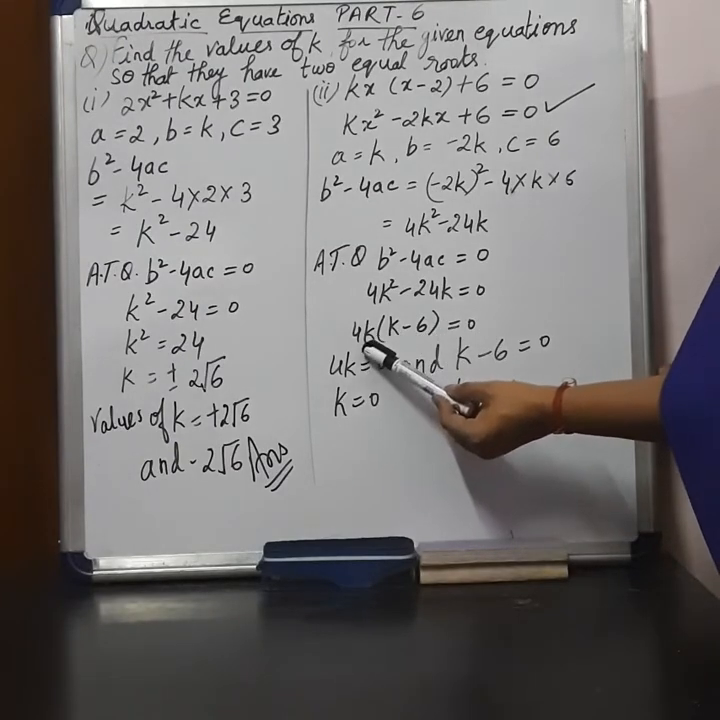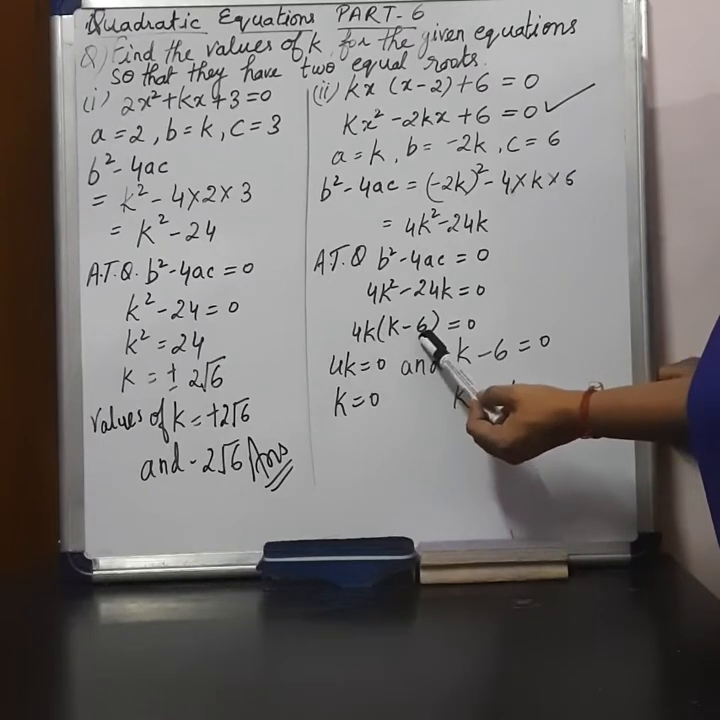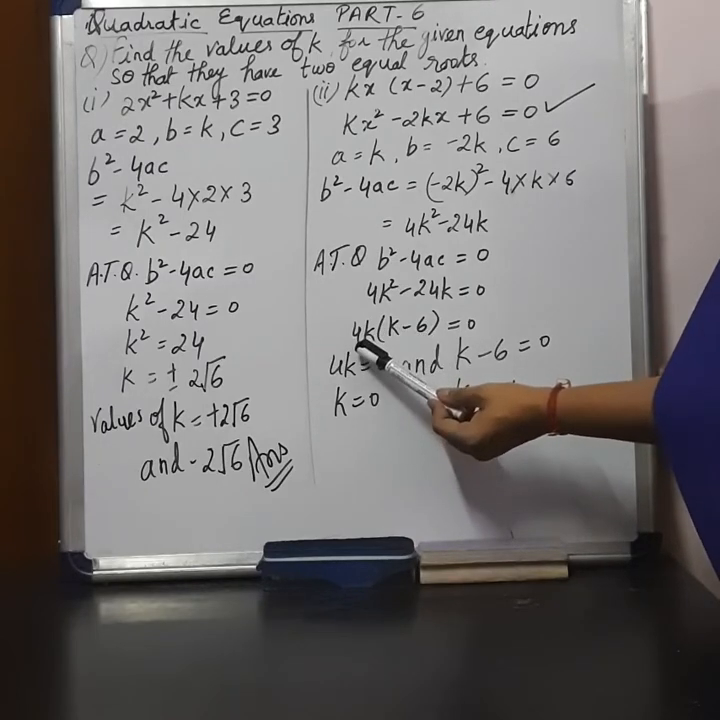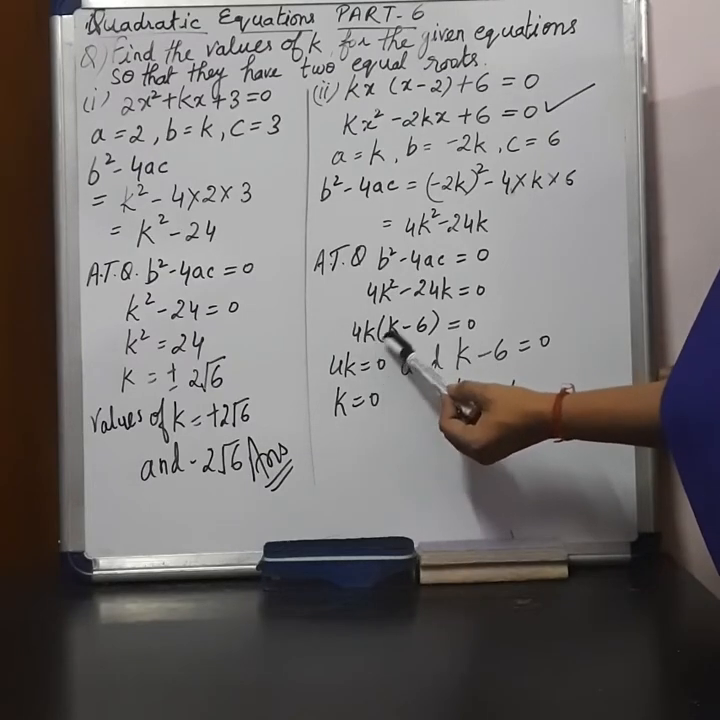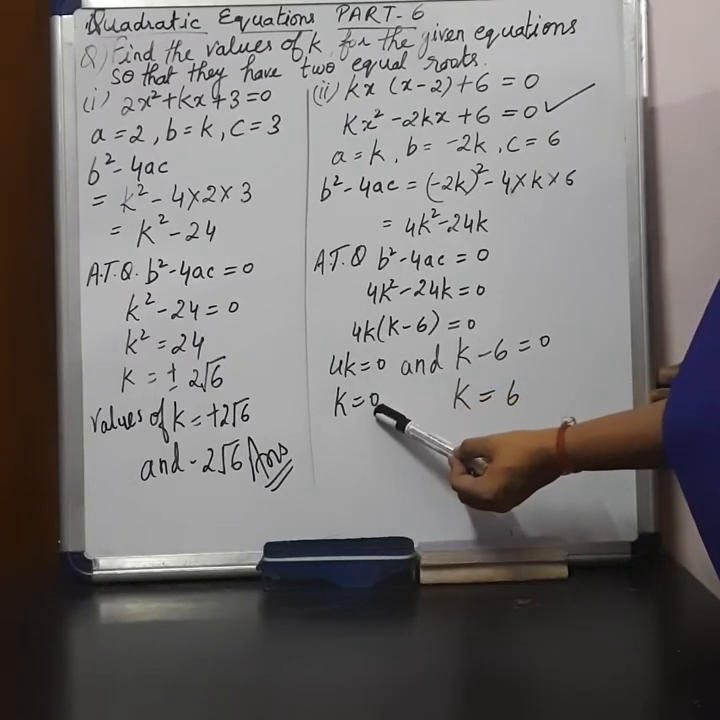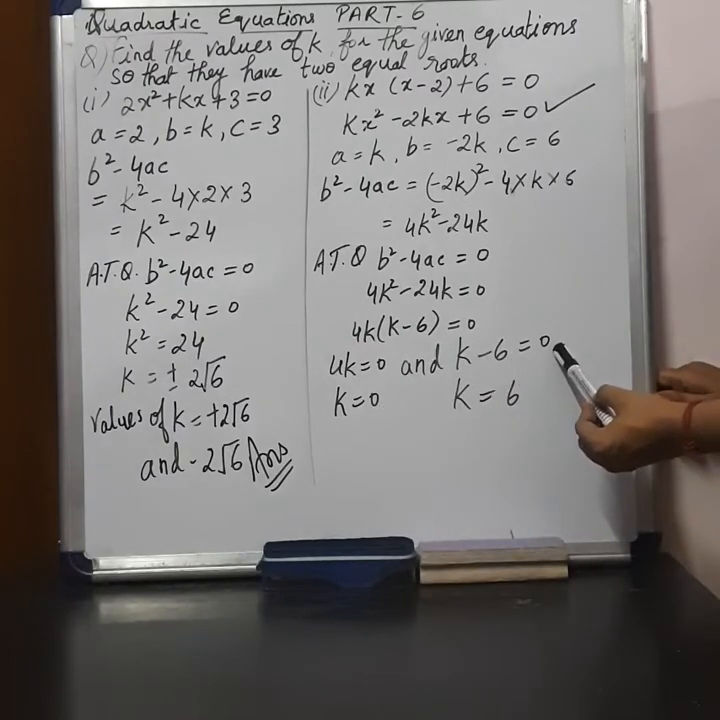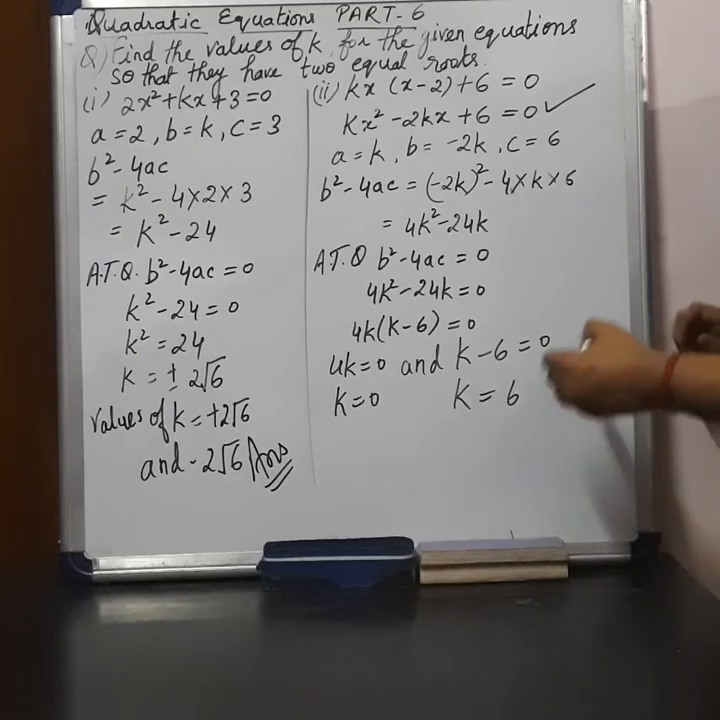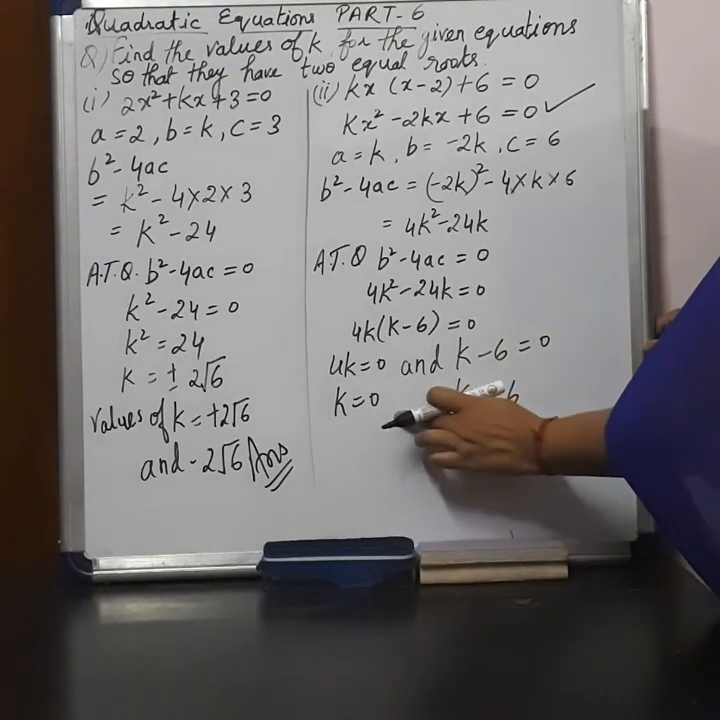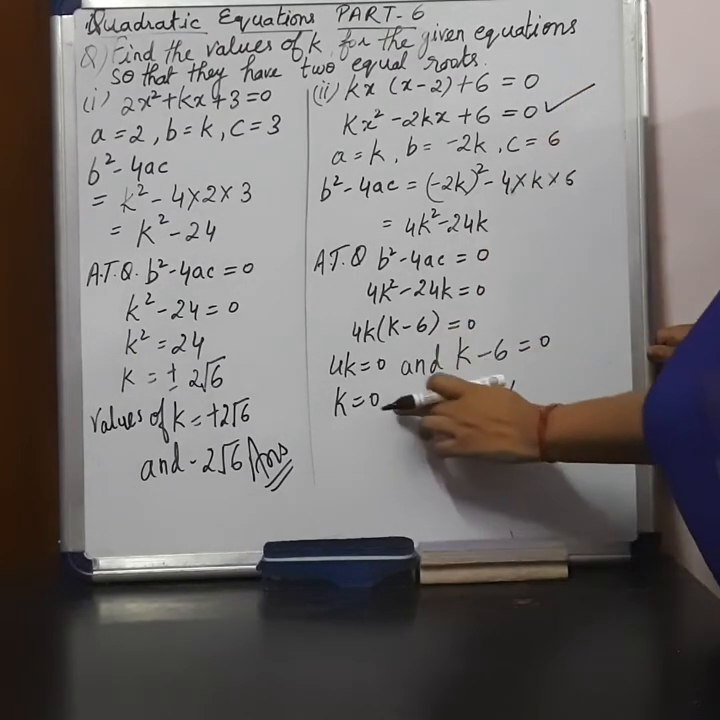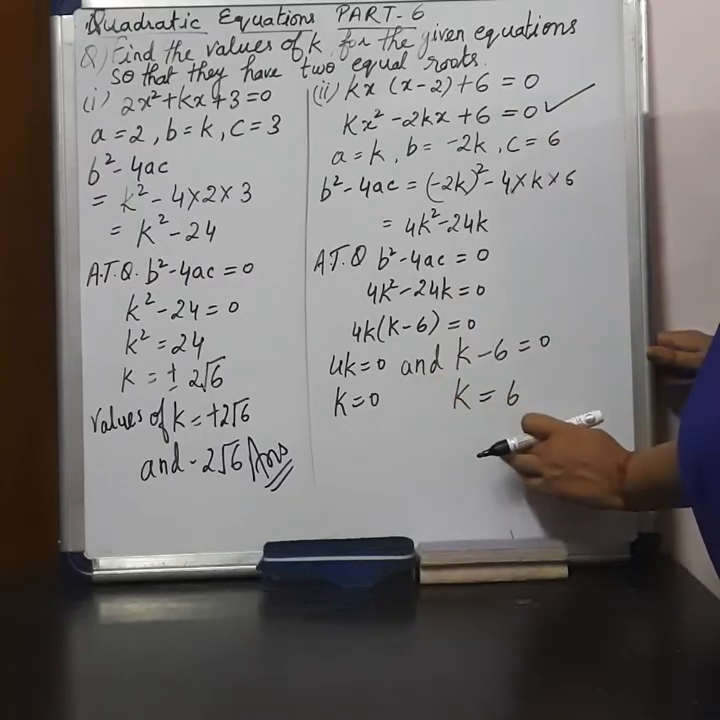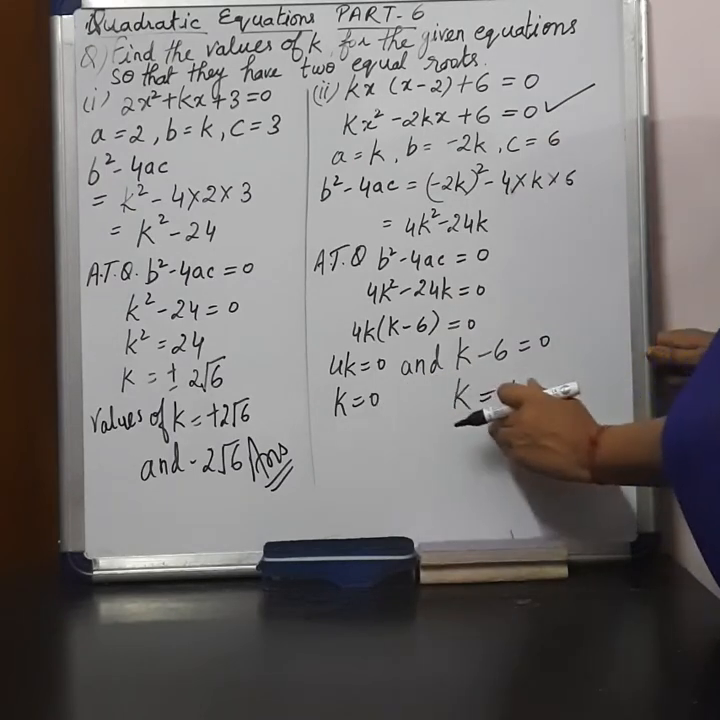Now we have the product 4k and (k minus 6). First you will write 4k is equal to 0, then k is equal to 0. When k minus 6 is equal to 0, then k is equal to 6. So these are the values of k in this equation. These are the different values of k, that is 0 and 6.